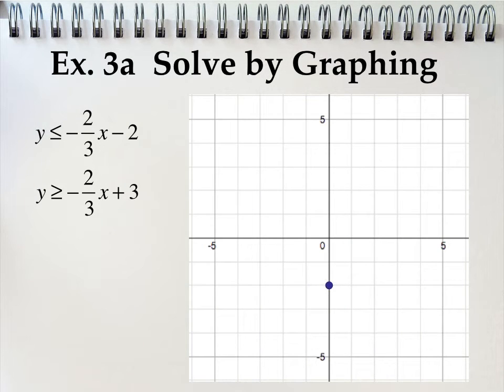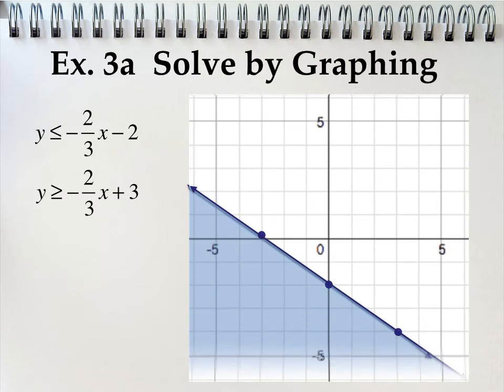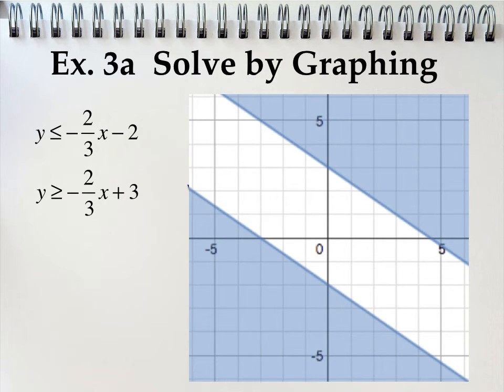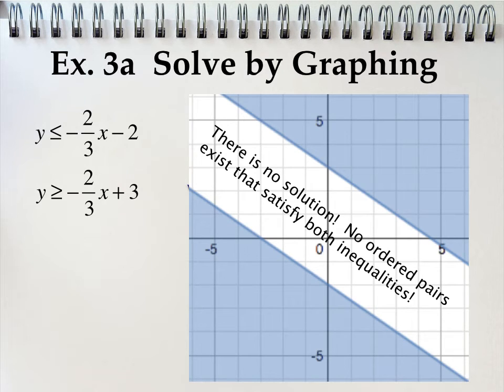Here we have two lines with the same slope but different y-intercepts. The top inequality is going to be a solid line because it's less than or equal to, everything below that line. The other inequality is solid because it's greater than or equal to. We want everything above that line. Solutions of this system of inequality would lie in both regions. There is no solution, no ordered pairs exist that satisfy both inequalities.